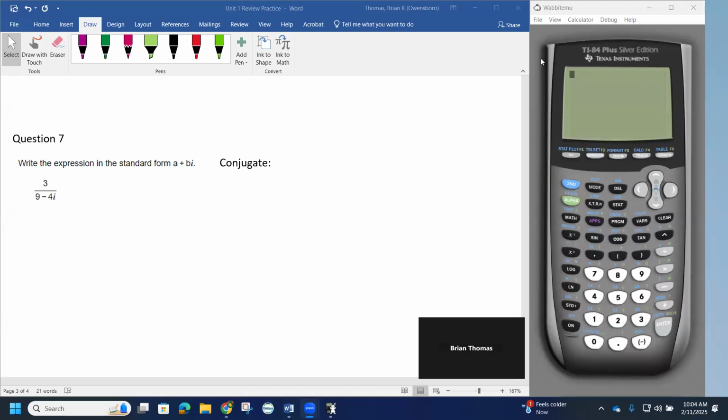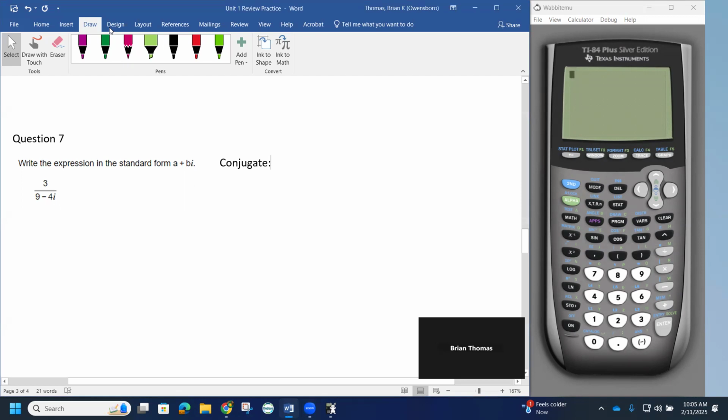Question 7 says, write the expression in standard form for a complex number, which is the a plus bi form. So to put it in the correct form, there cannot be a complex number in the denominator. In other words, you're not allowed to have the i in the denominator. So if we have a 9 minus 4i in the denominator, what we could do is multiply by its conjugate, and that will create what we call a real number.